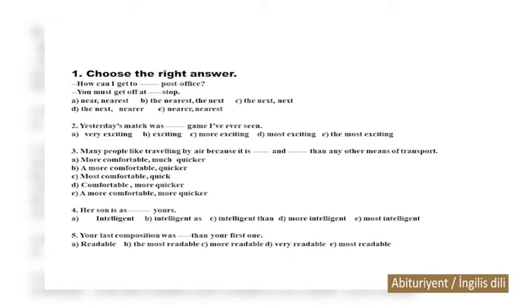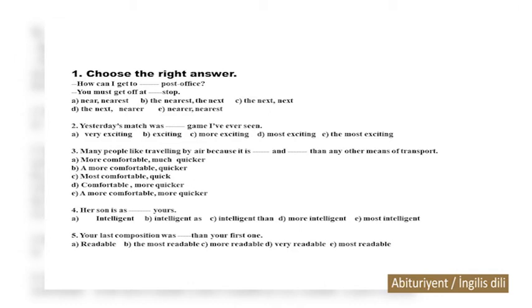Number 4: Her son is as yours. We said that with as we use positive degree. Now let us see which one is positive degree. Intelligent, A is in the positive degree, but it doesn't have the second as here.